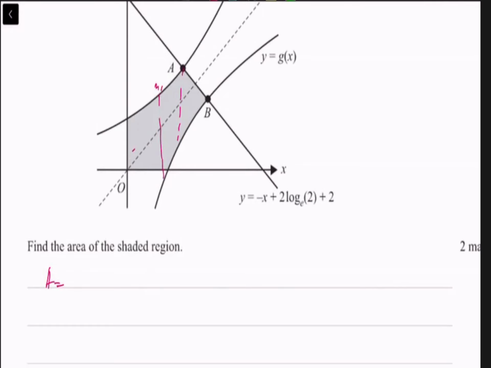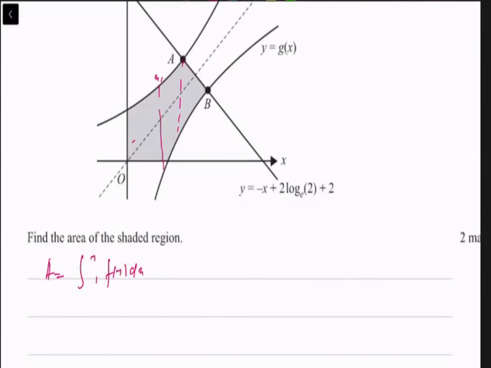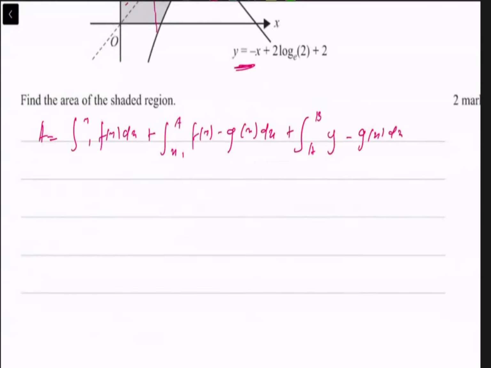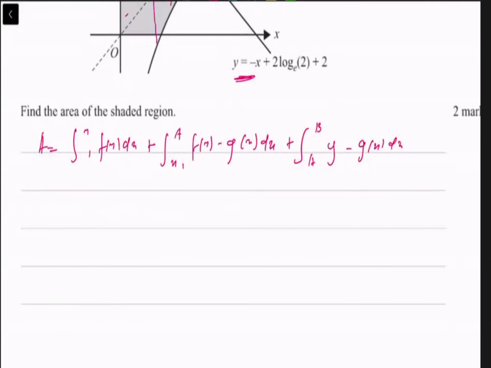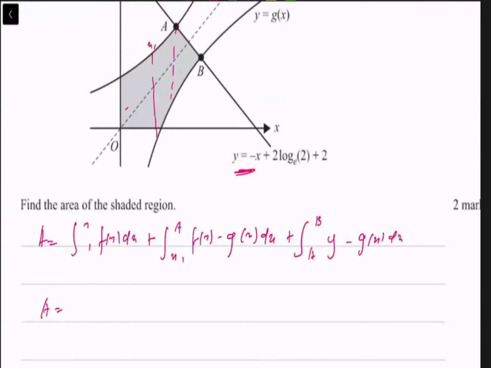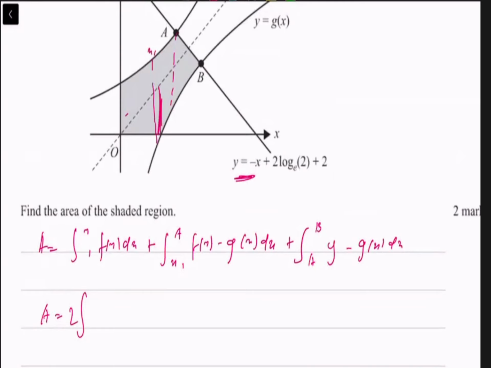So option 1 is the integration from x1 to 0 of f(x) dx, plus the integration from a to x1 of f(x) minus g(x) dx, and then the integration from b to a of y minus g(x) dx. You could do it like that, or you could do halfway. To do the half, you have to do twice the integration from this point again, so x1 to 0 of x dx.